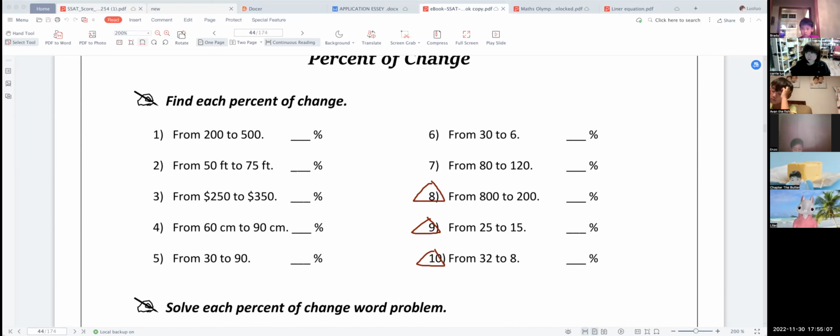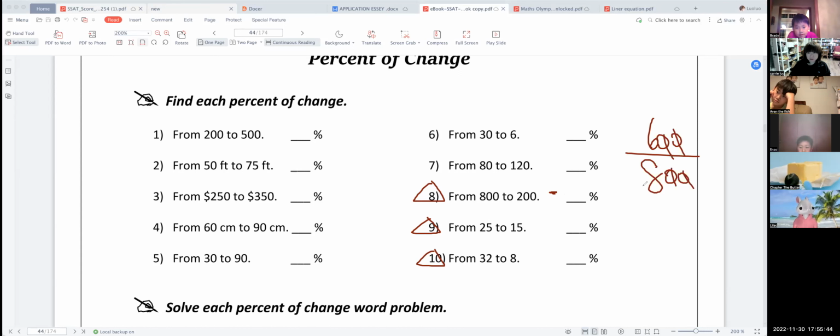Okay, so I'm going to start explaining these questions, okay? So first of all, always ask yourself, okay, Brandy, from 800 to 200, is it increasing or decreasing? Decreasing. Decreasing, very good. So immediately put a negative sign in front of it, correct? Because it's decreasing, right? So from 800 to 200, how much has it decreased? 600. Very good. So what is the original number? 800. Very good. So 600 divided by 800.